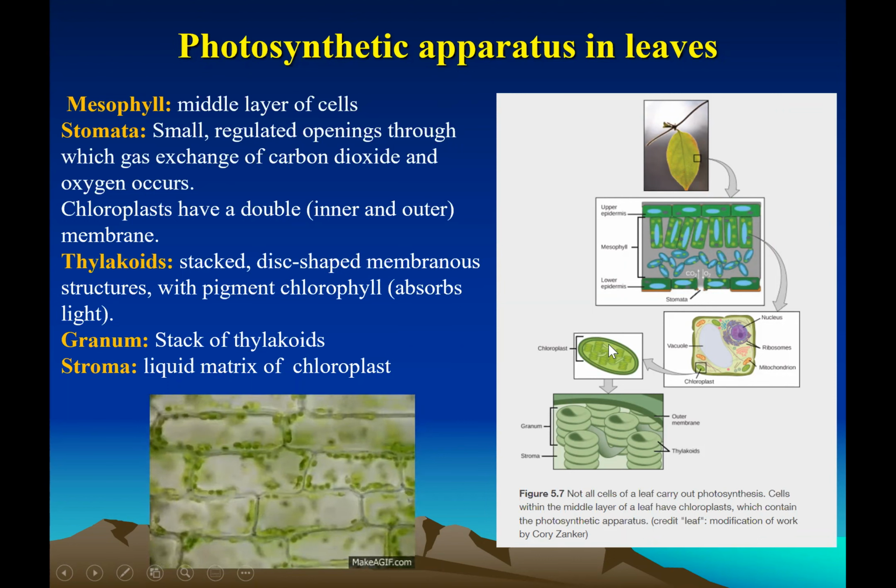The liquid part inside, the cytoplasm, is called stroma. There's an R here, that's how it's different from stomata. This is the stroma. A stack of thylakoid membranes is called a granum. So it's here in the granum and the stroma that the chemical reactions of photosynthesis will occur.